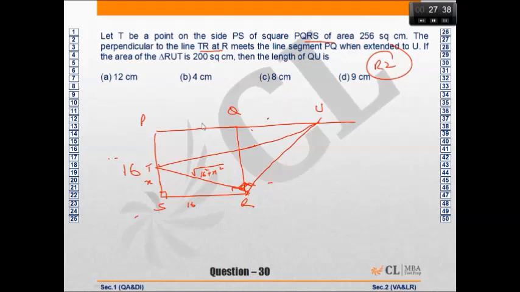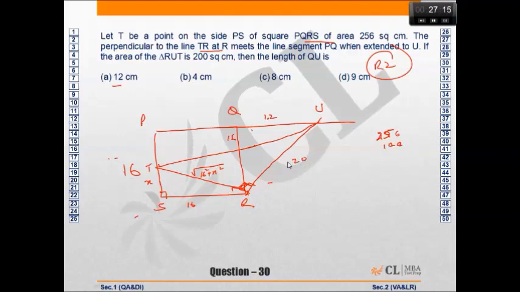Let me try checking the choice. Let me check the choice. Okay, let me look at 12 for example. If this is 12 and this is 16, QR is 16. 16 square is 256 plus 144, so 400, so this will be 20.